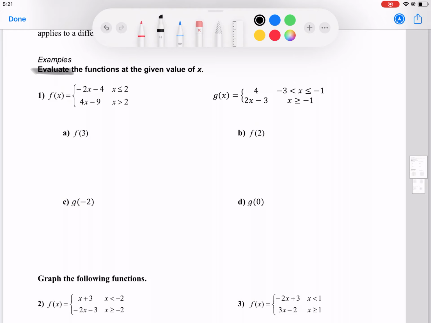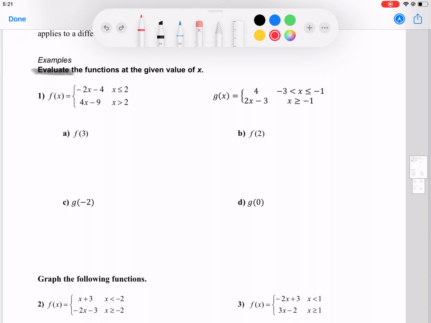So this is what they're going to look like. They're like little pieces. You'll have two pieces to it. And evaluating is actually not too bad. You just have to figure out which piece you use for each problem. So you only use one part at a time, or one equation at a time.